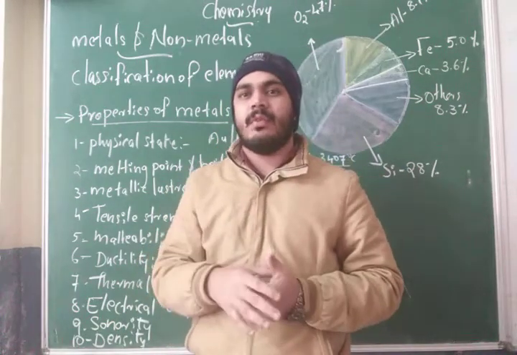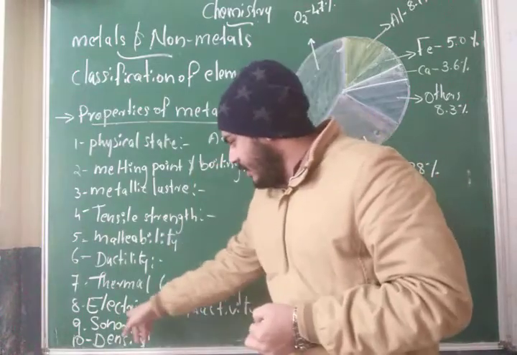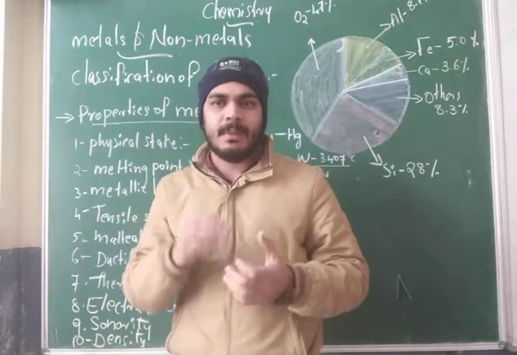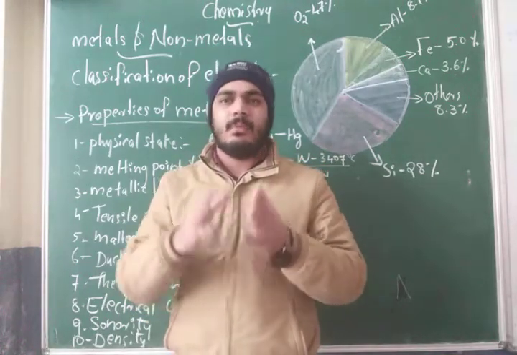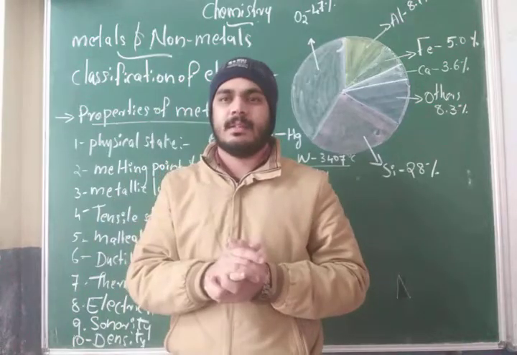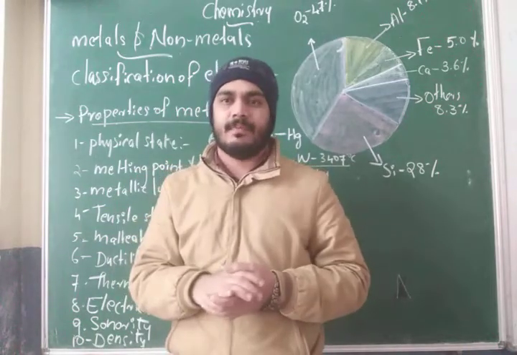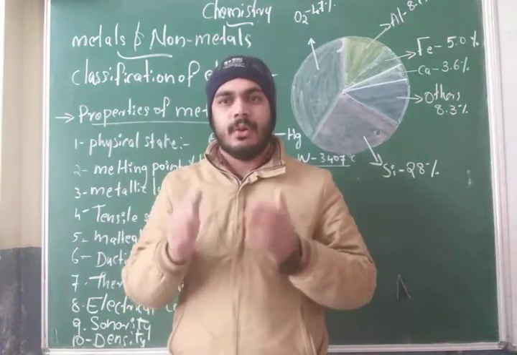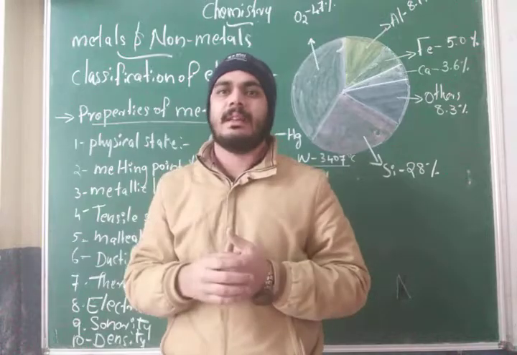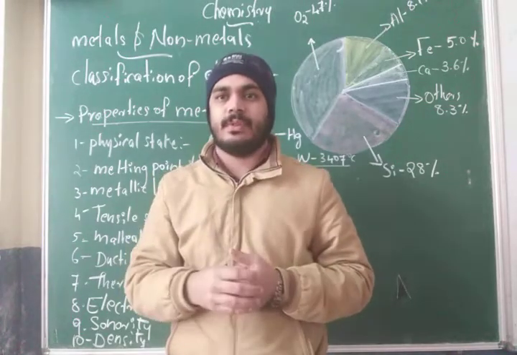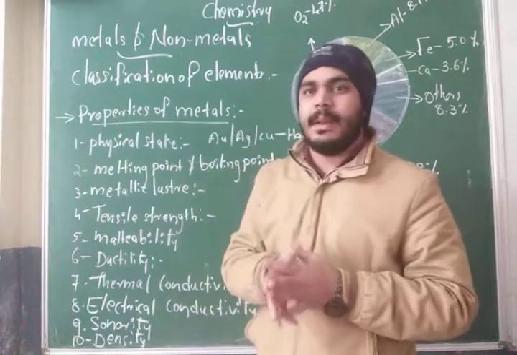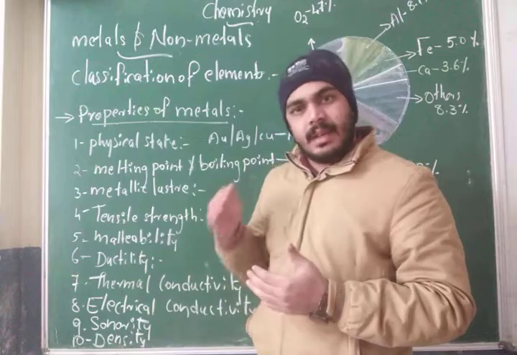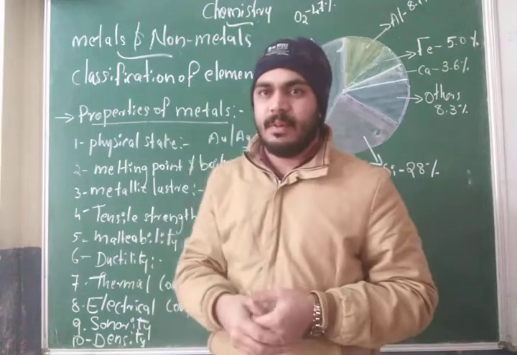It is one of the characters of all metals. And next one, electrical conductivity. What is meant by electrical conductivity? Almost all metals conduct electricity. For example, copper and silver are used as wire to carry the electricity. Carry the electrons. That's why metals have electrical conductivity, meaning passing the electricity from one place to another place.